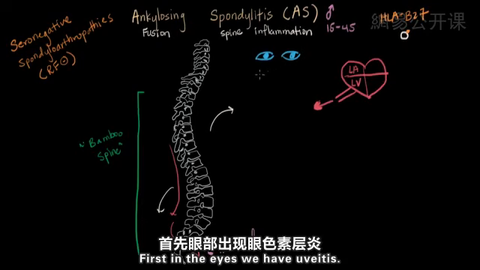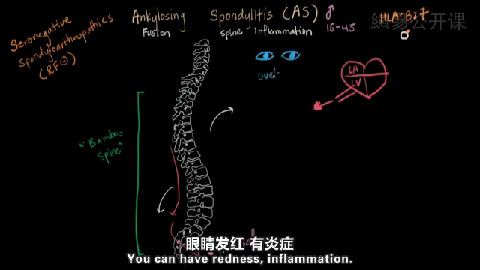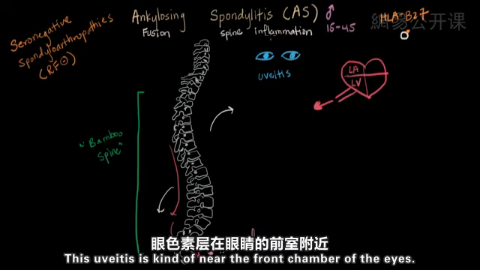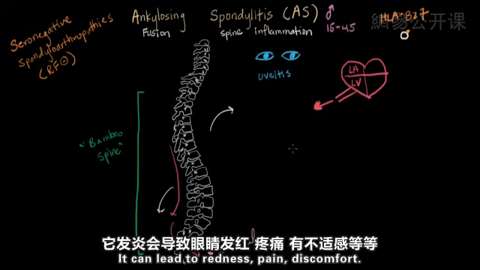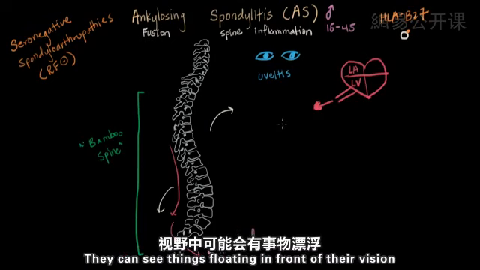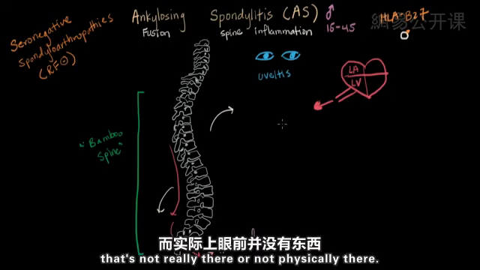First in the eyes, we have uveitis. You can have redness, inflammation. This uveitis is kind of near the front chamber of the eyes. It can lead to redness, pain, discomfort. They can be afraid of light. They can see things floating in front of their vision that's not really there or not physically there.